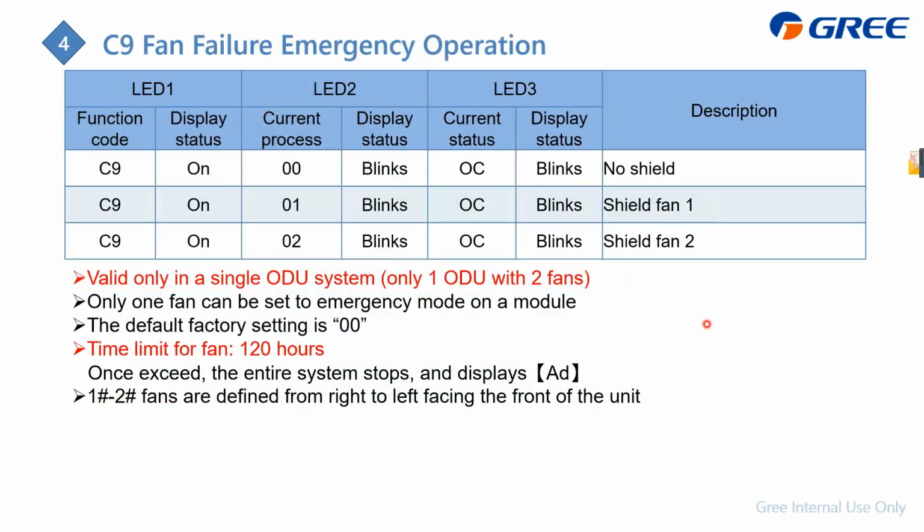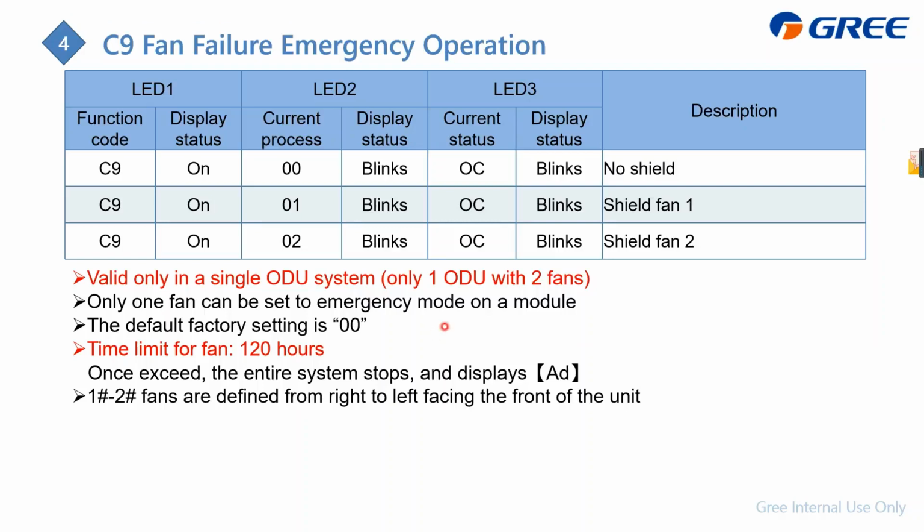And C9 is the fan emergency operation. This function is also only available for the single outdoor unit system, where the outdoor unit has two fans. It means that for this outdoor unit, if one fan is in malfunction, we can shield one fan, and the whole unit can still run normally.